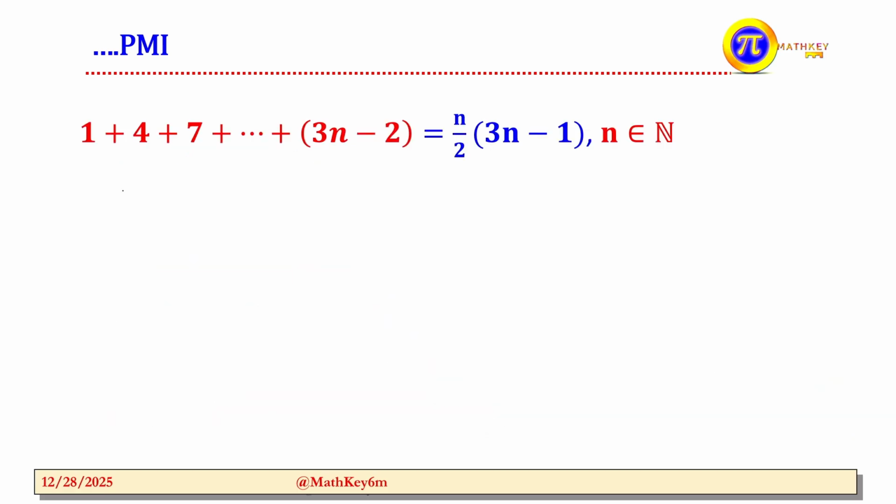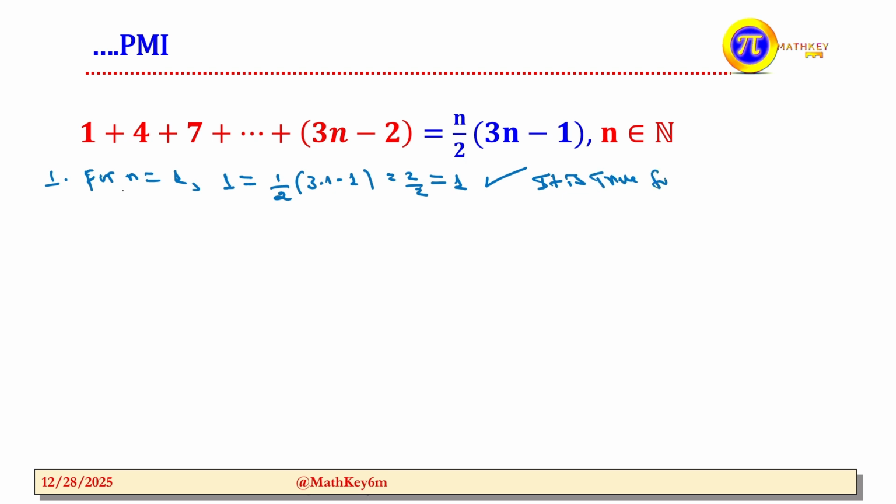The next one says that 1 plus 4 plus 7 plus ... plus 3n minus 2 is equal to n over 2 times 3n minus 1, for n an element of natural number. Again we apply the same procedure as before. The first step, check for n equals 1. 1 is equal to 1 over 2 times 3 times 1 minus 1. 3 times 1 is 3, minus 1 is 2, which is 2 over 2, which is 1. So we can say that it is true for n equals 1.